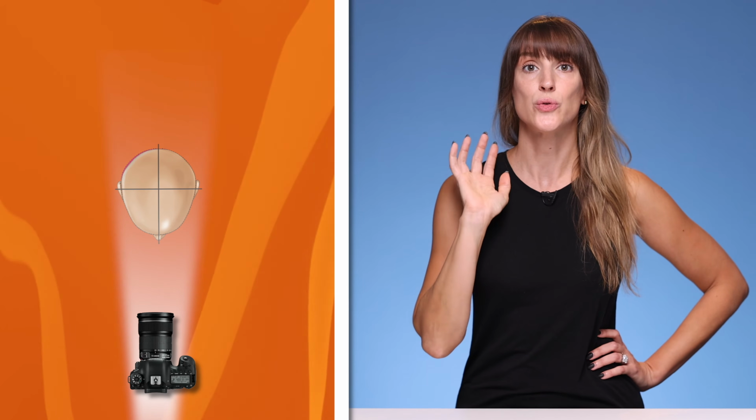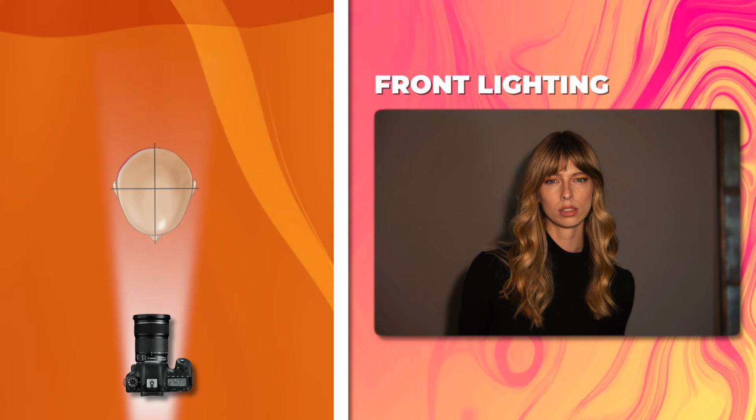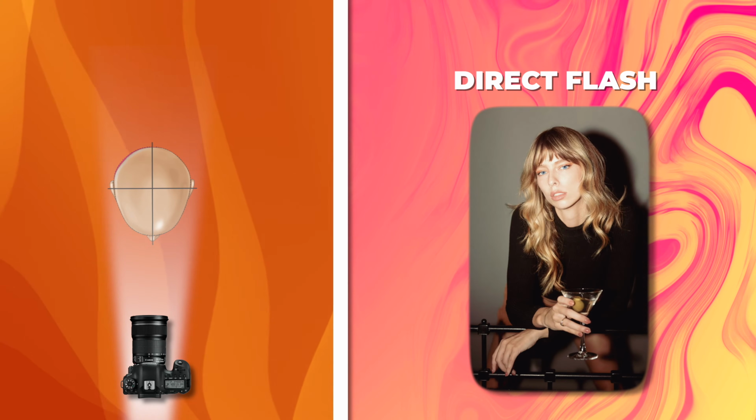You have front lighting. This is the most flattering light if you want to hide wrinkles because it takes away all the texture on someone's face because there's no shadows. So this is a very flattering light, and probably one of the reasons why direct flash is making a comeback, because direct flash is flat light.